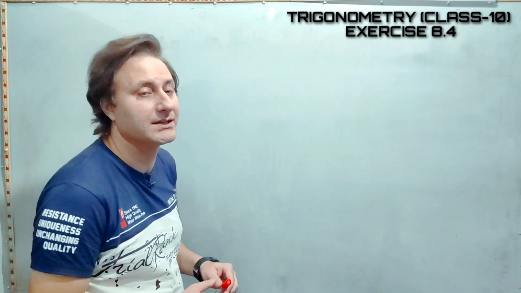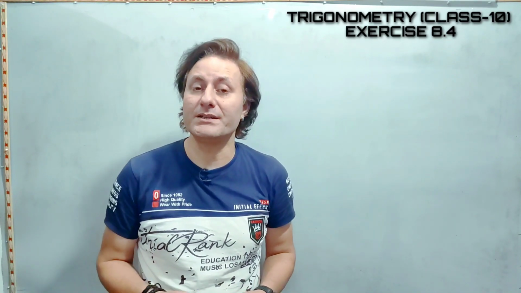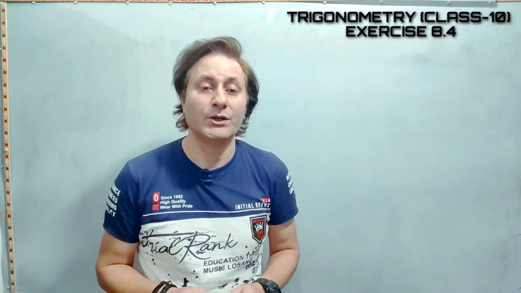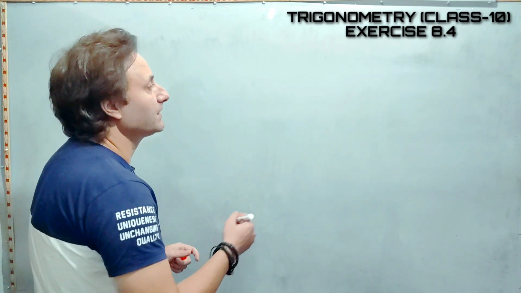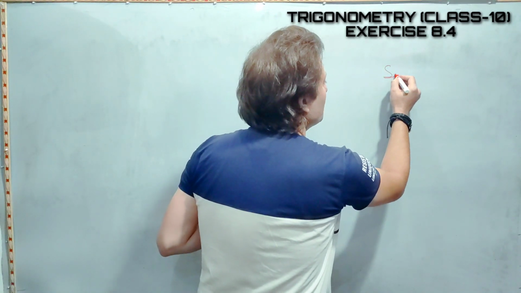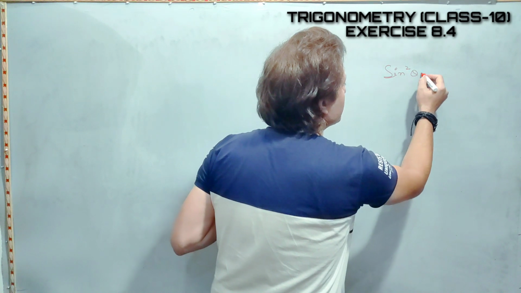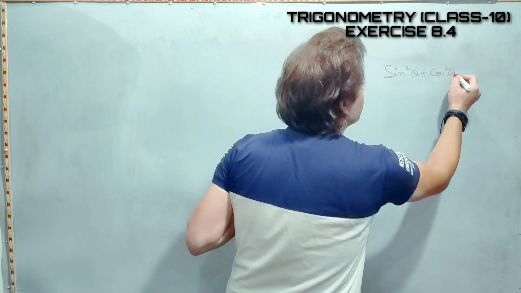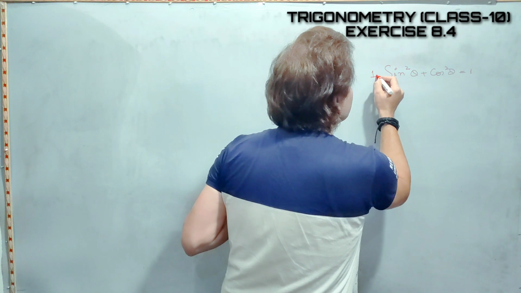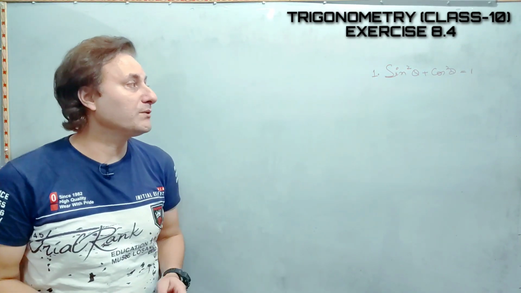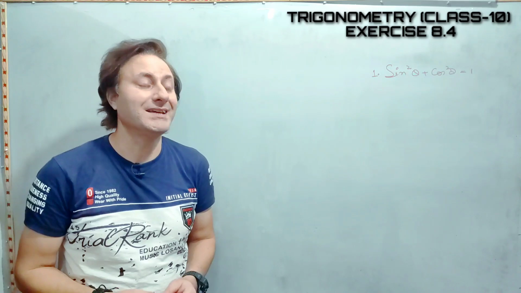So before I start this exercise, the exercise is exercise 8.4, we have to make sure that we know three identities, and those three identities are very important for this entire exercise. The first identity that I'm going to write here, you must be knowing this: sine square theta plus cos square theta is equal to 1. This is your first identity. Guys, this is one of the very important identities.